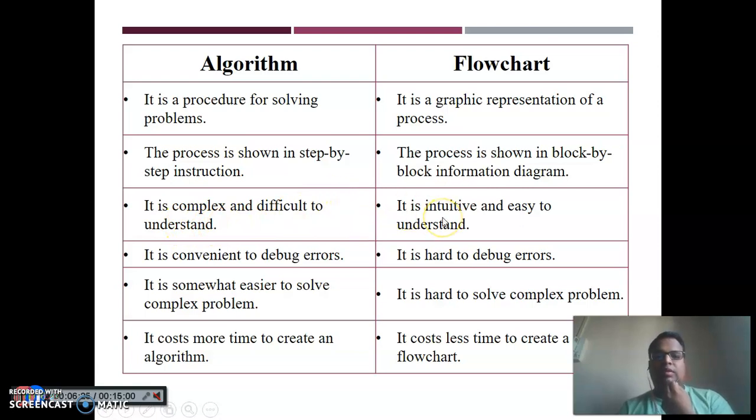Flowchart: it is intuitive and easy to understand. Algorithm: it is convenient to debug the errors. In a flowchart, it is very hard to debug the errors. Algorithm: it is somewhat easier to solve a complex problem. Flowchart: it is hard to solve a complex problem. Algorithm: it costs more time to create, and flowchart: it costs less time to create. So these are the basic differences between algorithm and flowchart.